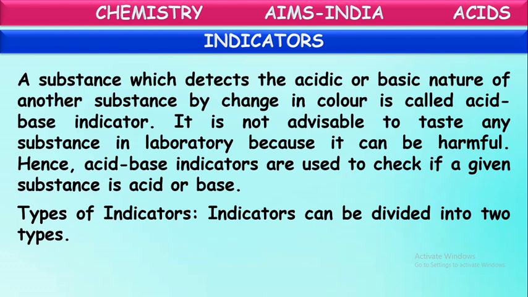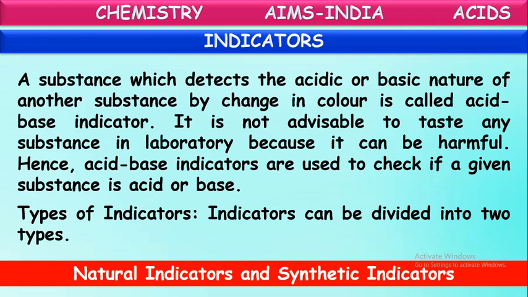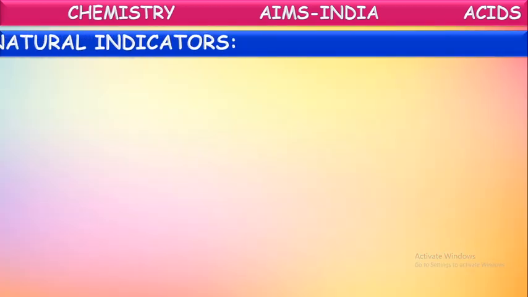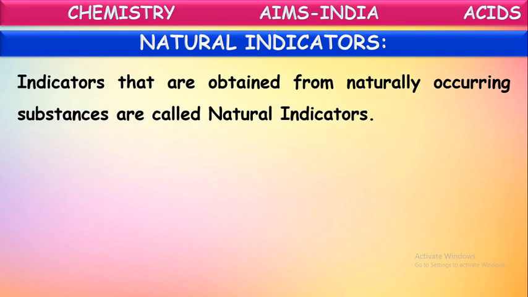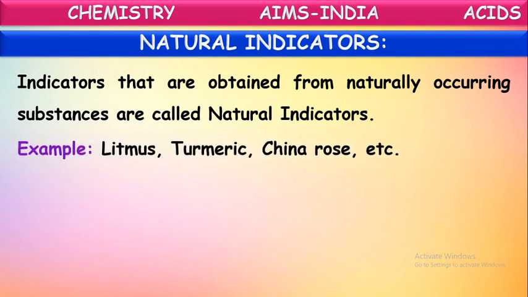So how many types of these indicators are there? Majorly, based upon the sources from which these indicators are prepared, they are classified into two types: natural indicators and synthetic indicators. First let us go through the natural indicators. The indicators that are obtained from naturally occurring substances are called natural indicators. For example, litmus, turmeric, china rose are substances derived from natural sources, so they are called natural indicators.